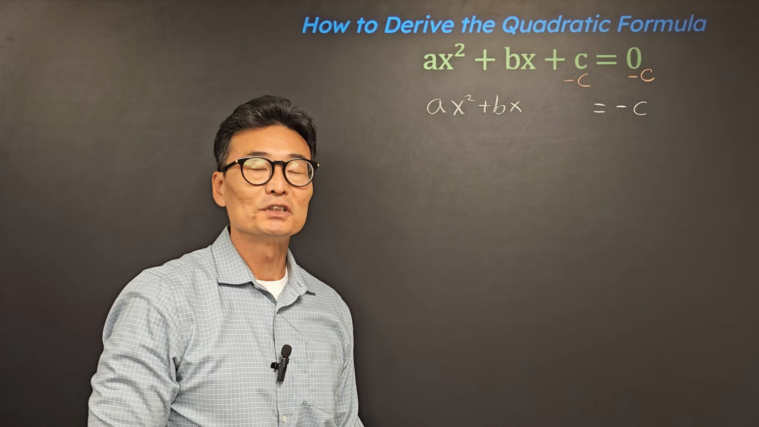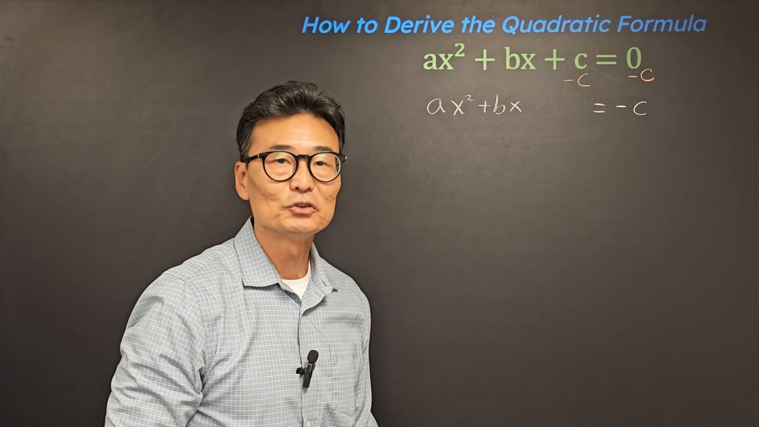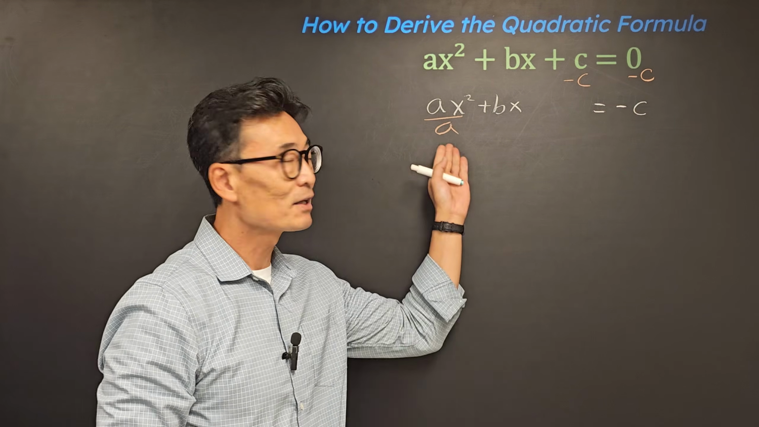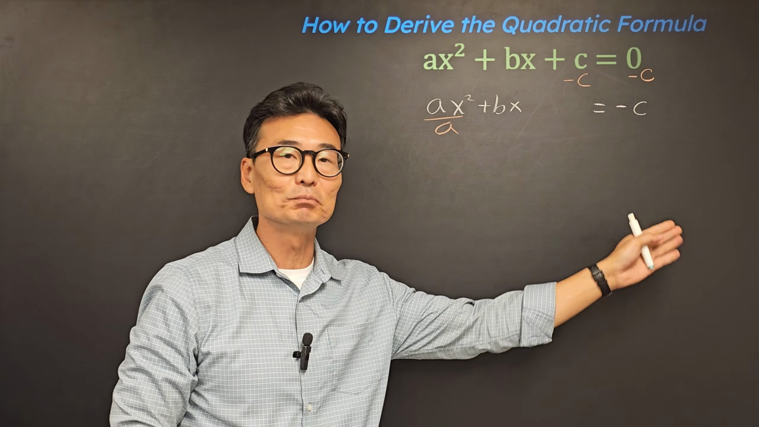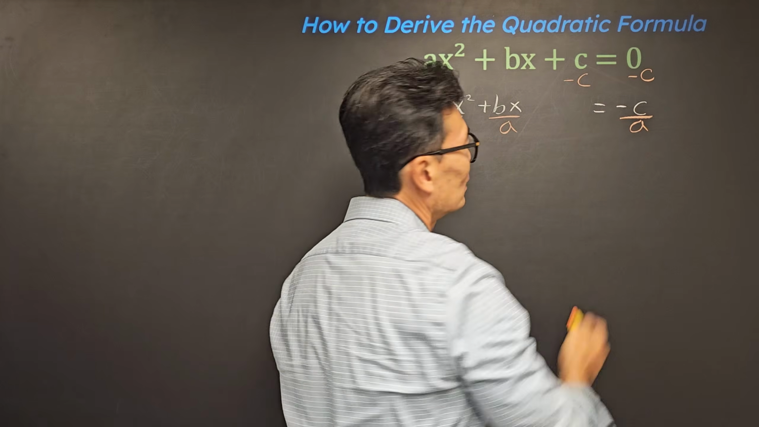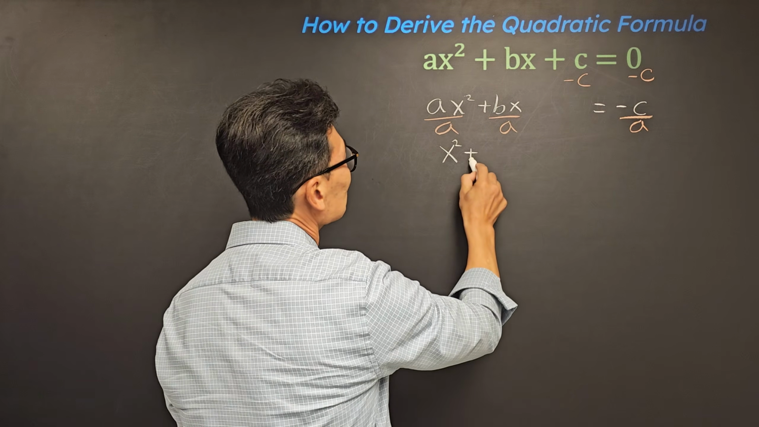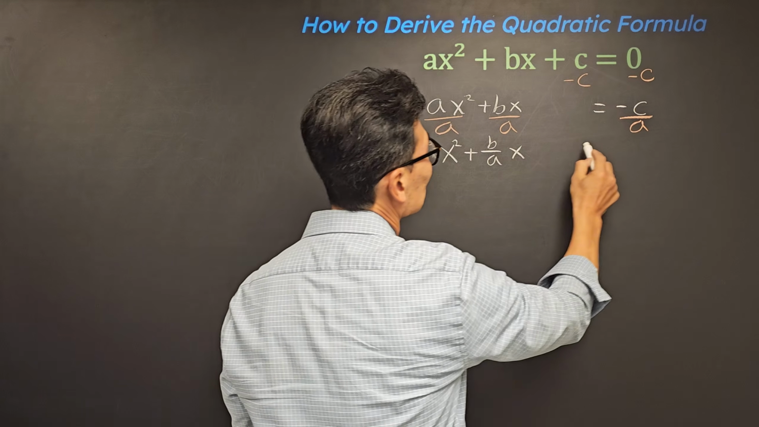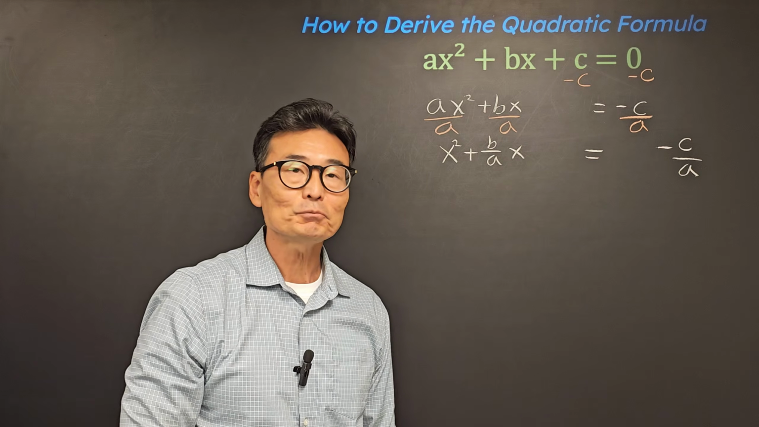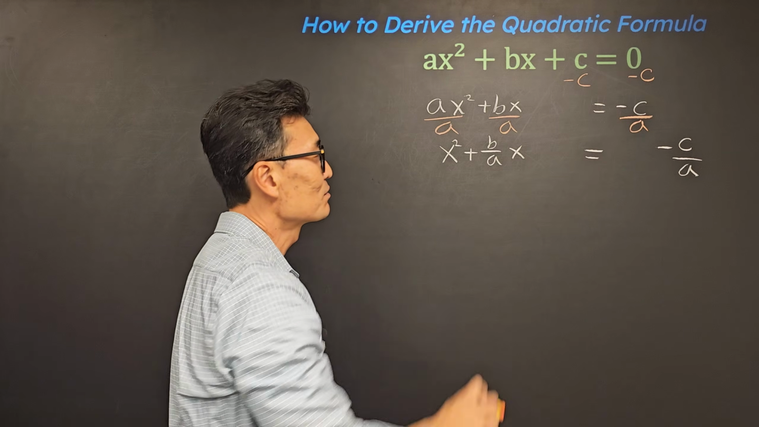Next, I need to make the coefficient of x squared be 1. So I need to get rid of that a. To do that, I'm going to divide by a. If I divide the x squared by a, I need to divide the rest of the equation by, you're right, a. Like so. And if we simplify this, we get that.